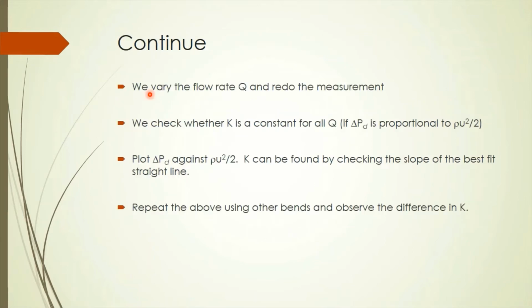In the experiments, we vary the flow rate and measure the static pressure drop. Now, because we expect this static pressure drop is proportional to rho u squared divided by 2, therefore, if you plot this static pressure drop against rho u squared divided by 2, then the slope of the line should be the dynamic loss coefficient K. Okay, after finishing one bend, then we repeat the above using other bends and observe the differences in K.